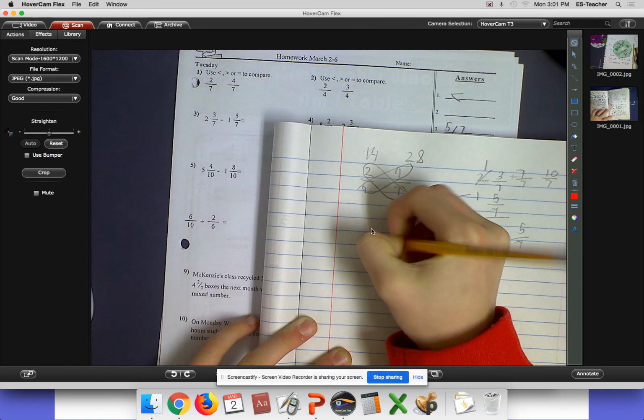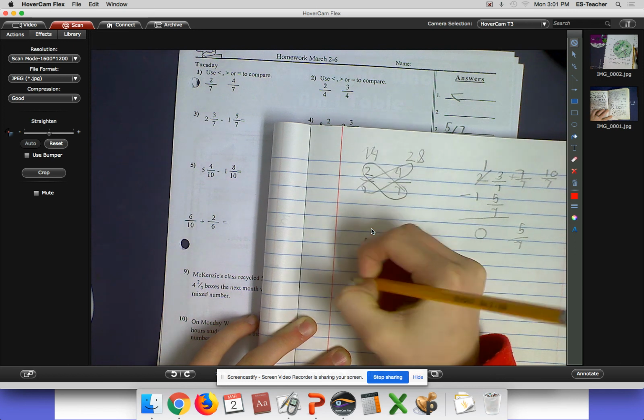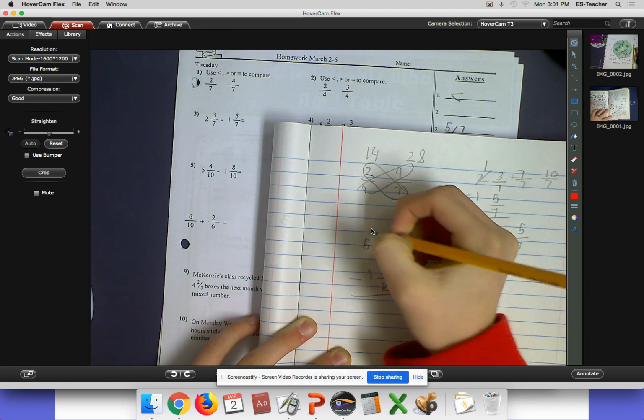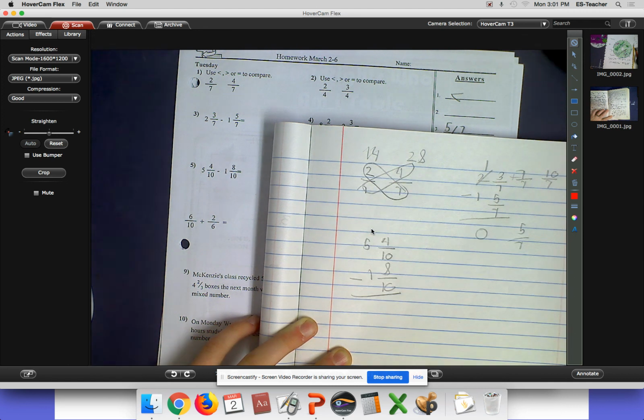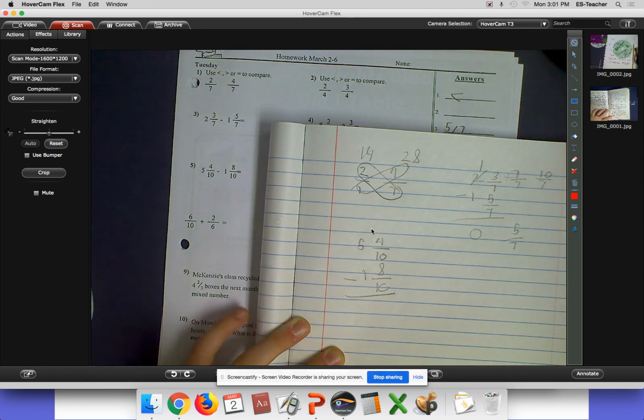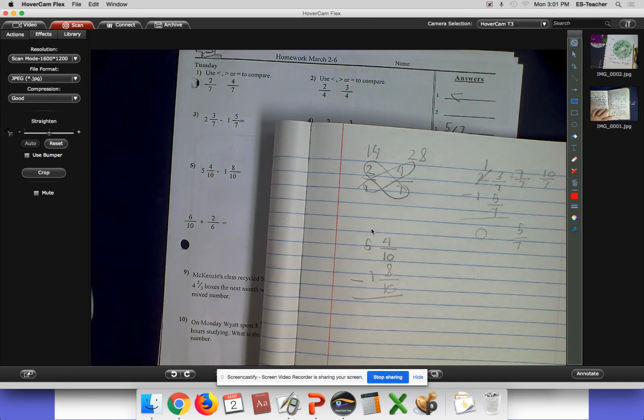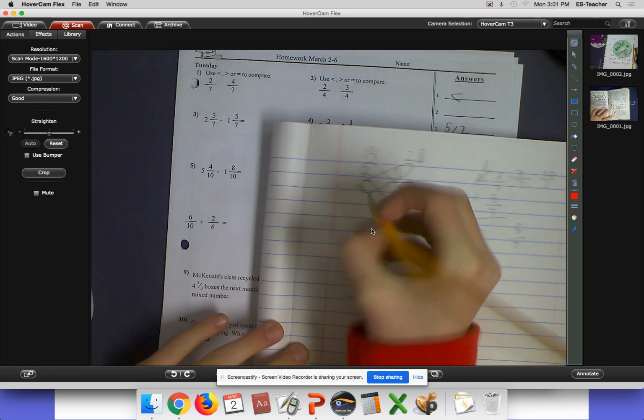Number 5. 5 and 4 tenths. Subtract 1 and 8 tenths. First, before you start, can I ask you a question? What are you going to do first? You're going to borrow from the 5 because 8 tenths is bigger than 4 tenths. Okay, so you've already checked to make sure they have the same denominator then? Yeah. Okay, good. Just making sure that you check that.